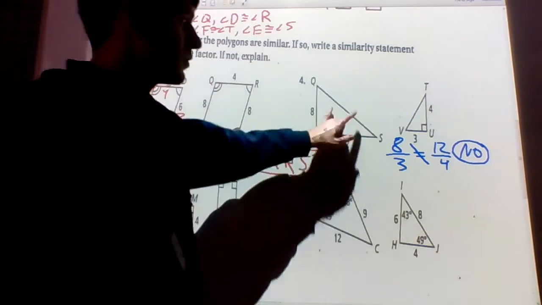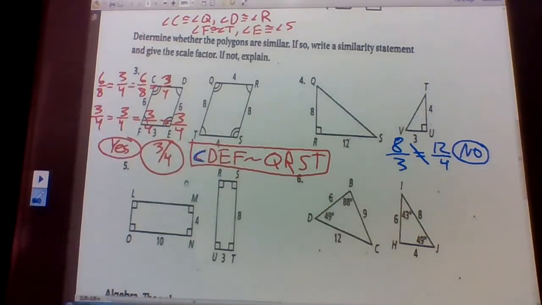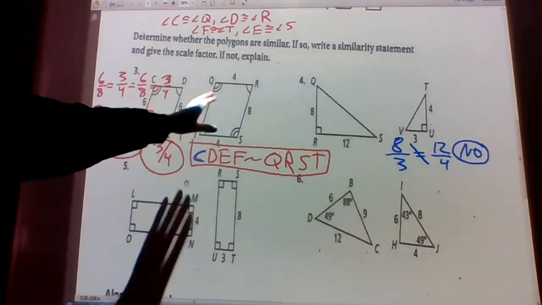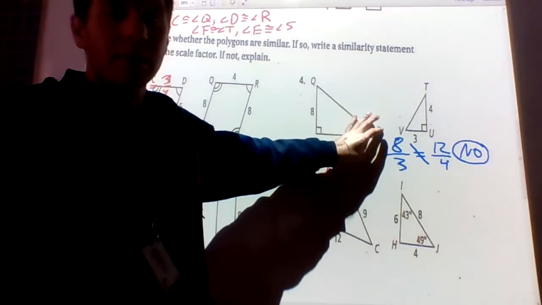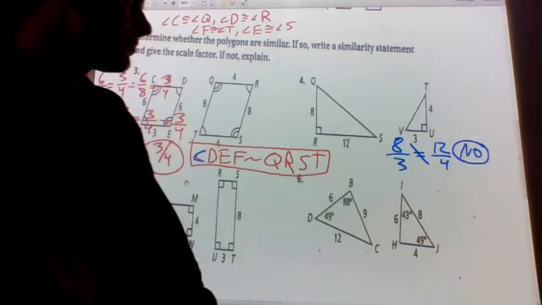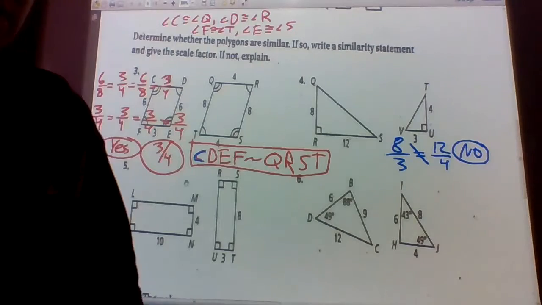They also didn't give us angles, so we wouldn't have been able to tell because of missing angles, but we didn't need them because we know the sides are not proportional. All right, the sides have to be proportional and the angles have to be congruent. You need both. Here we don't know about the angles, so that could or could not be congruent, but we do know that the sides are not proportional.